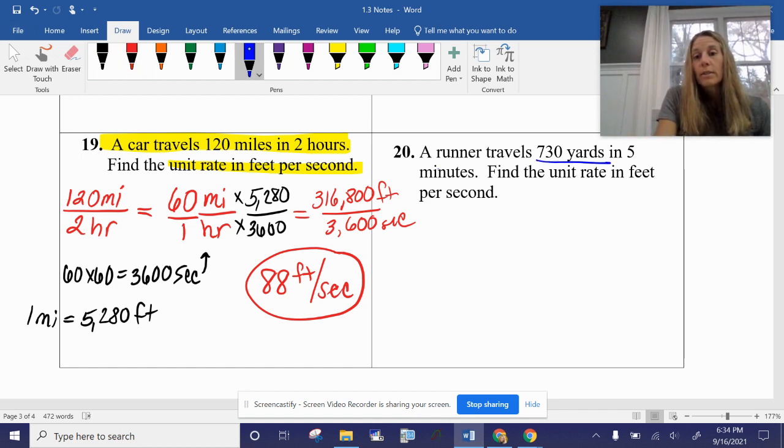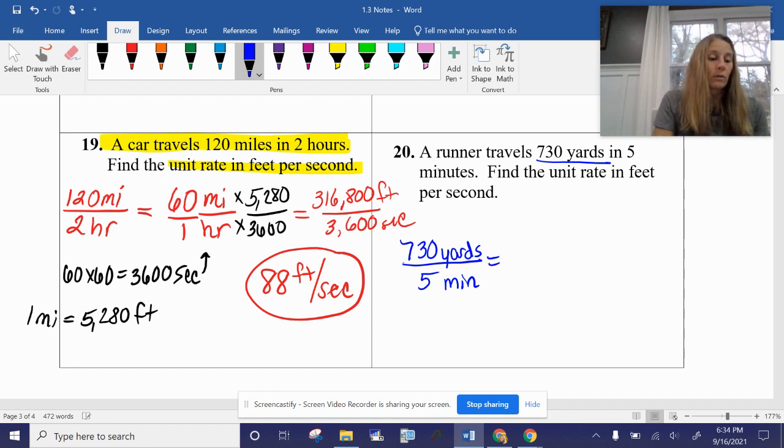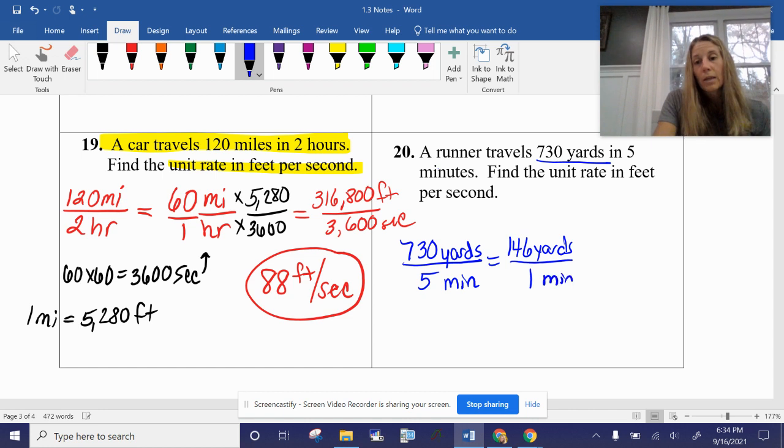A runner travels 730 yards in 5 minutes. Find the unit rate in feet per second. So first I'm going to find it in yards per minute. So 730 divided by 5 is 146. So 146 yards per 1 minute.